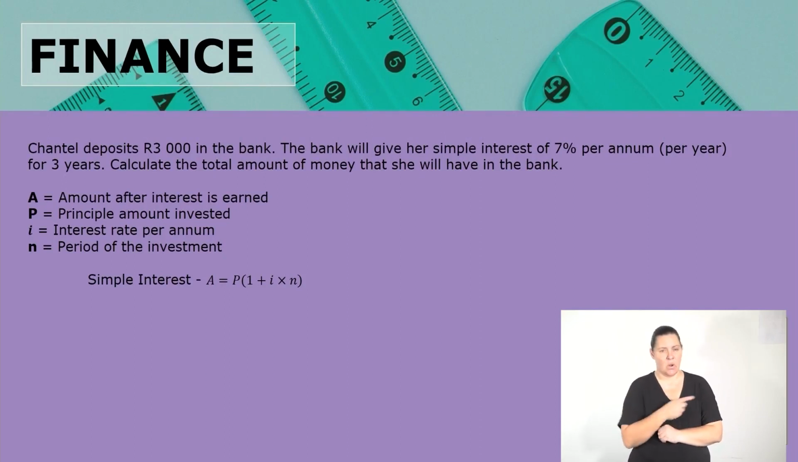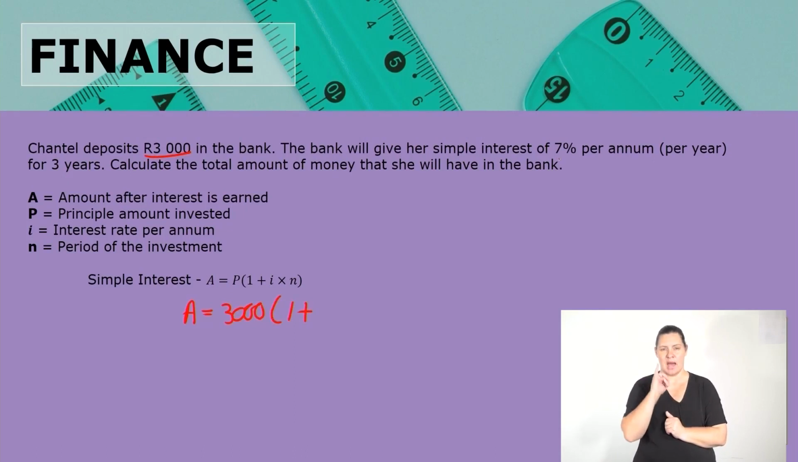We have all this information. So let's use our formula. Our formula is A equals P, open bracket, 1 plus I multiplied by N. Remember, we said we have all this information. The only one we don't have is the total amount after the interest is earned. So in the place of P, we are going to put in the principal amount, which was 3,000.